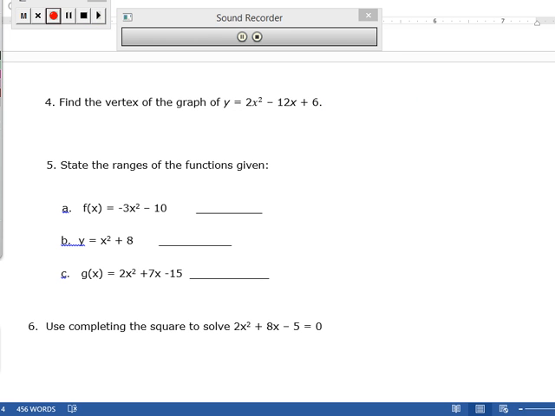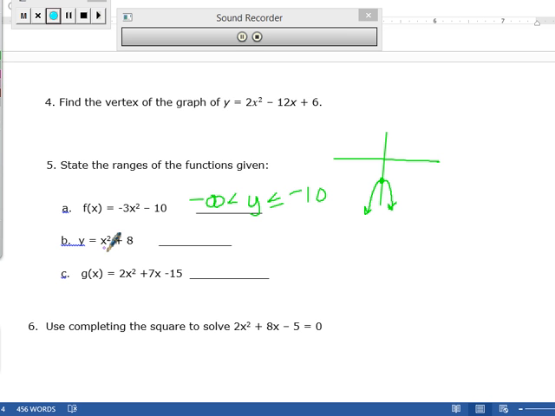Okay, so this says state the range of the function. So we're talking about y values, up and down. We have negative 3x squared minus 10. From transformations, I know that this negative means it faces down, and this 3 means it's a vertical stretch, so skinny, and this minus 10 means down 10. So I know I'm looking something like this. How low does it go? And the top, the maximum, would be negative 10.